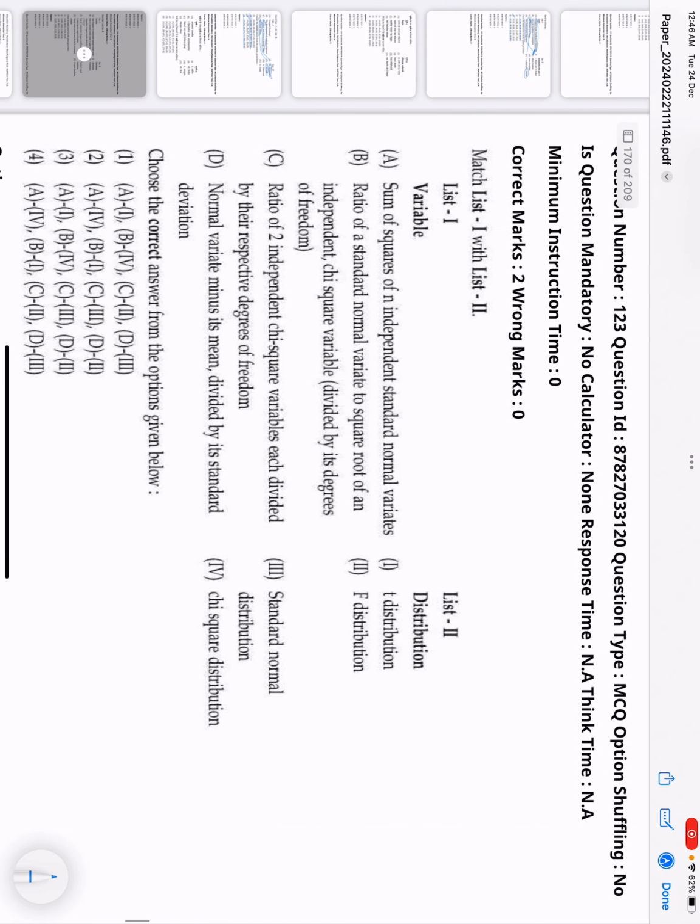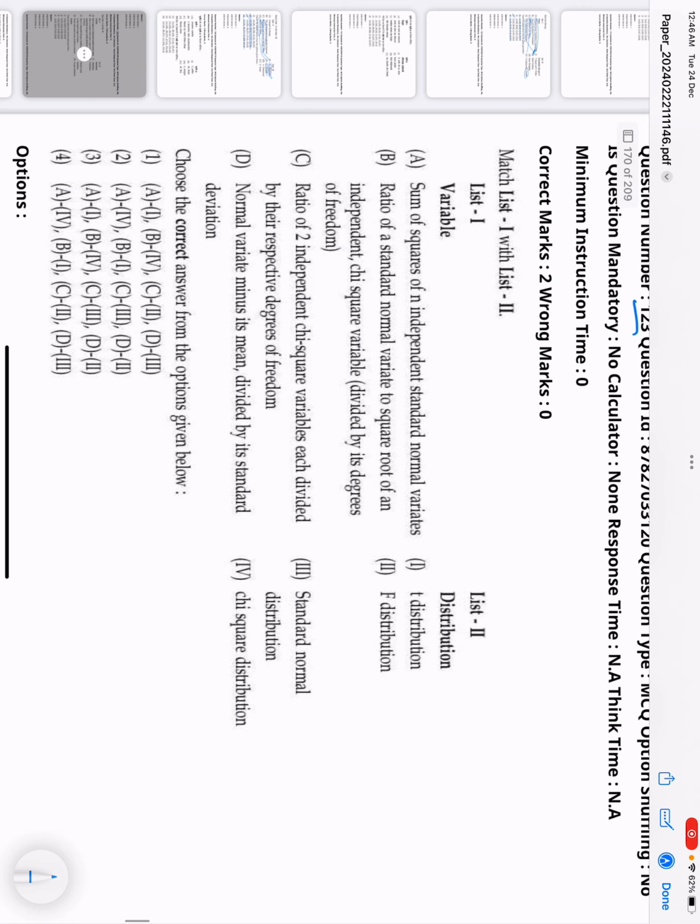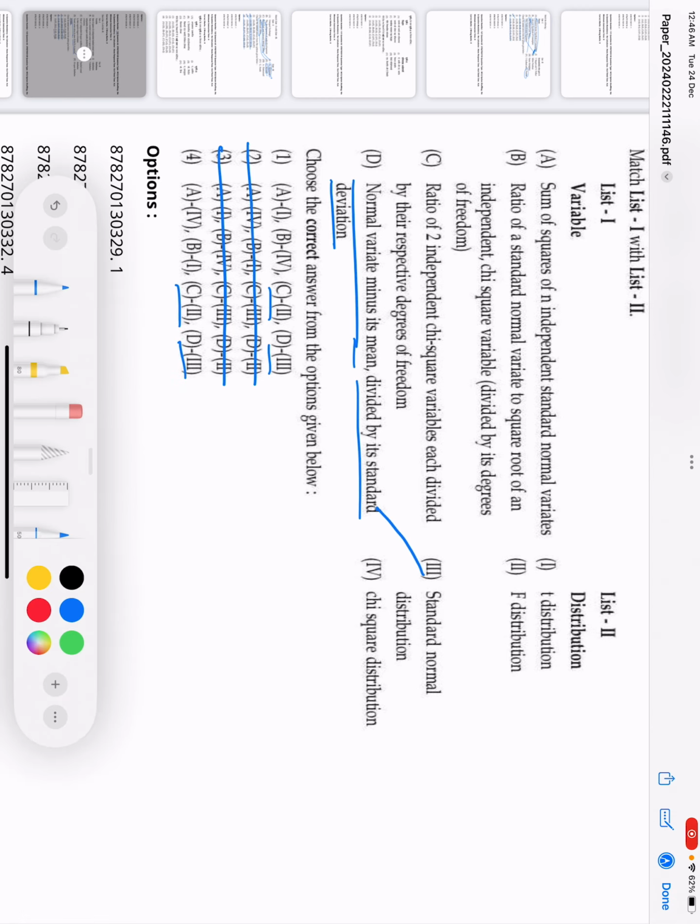Okay, now 123rd question. Sum of squares of n in normal variate minus its mean divided by standard deviation. This is standard normal distribution. D is 3. So these two options are removed. So C is 2 in both of it. So C is 2. No need to study this. No need to read this again.